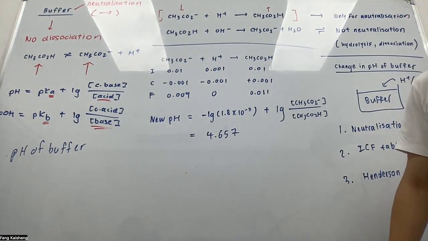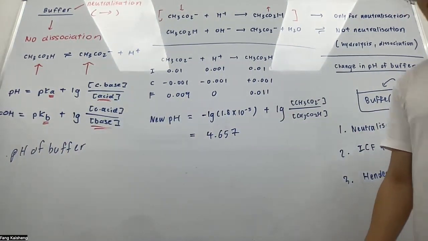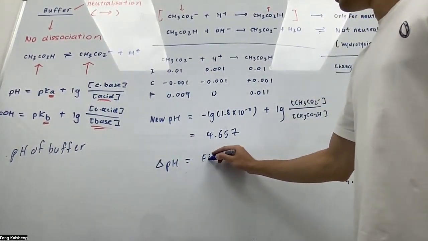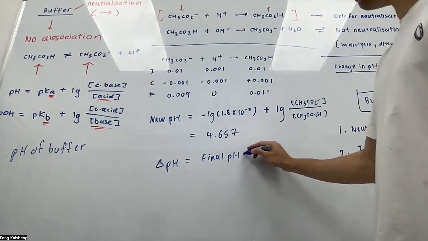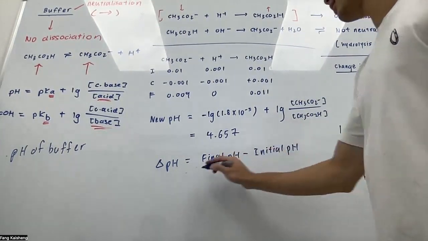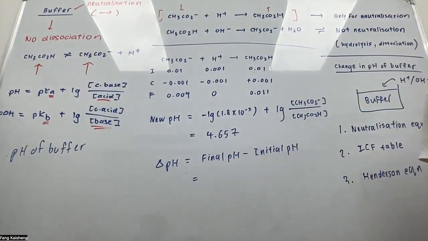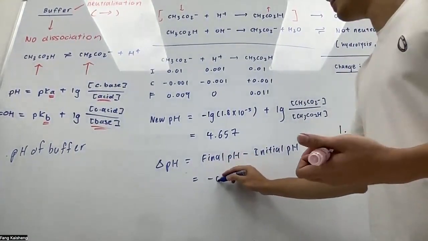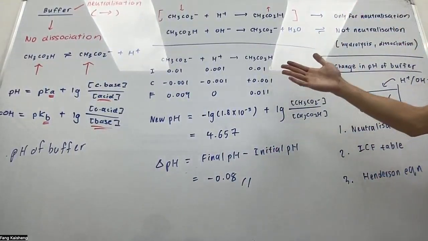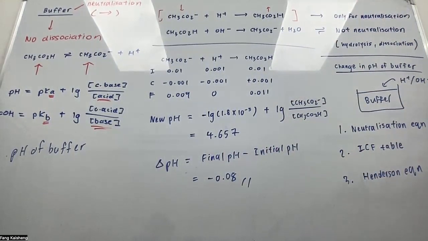The question is asking for the change in pH. So how do you find the change in pH? Always follow final minus initial. So what's the change in pH here? Okay, there's a decrease of 0.08. Does this make sense? Because you're adding acid, right? Acid is supposed to reduce the pH, just by a very, very small amount.